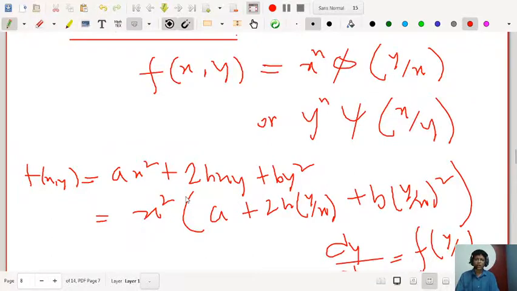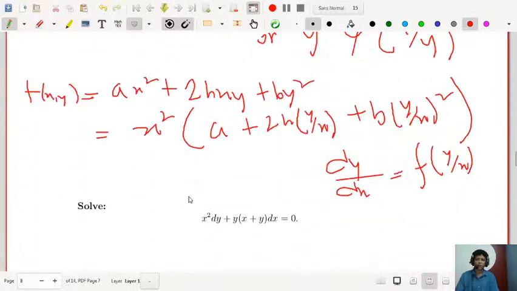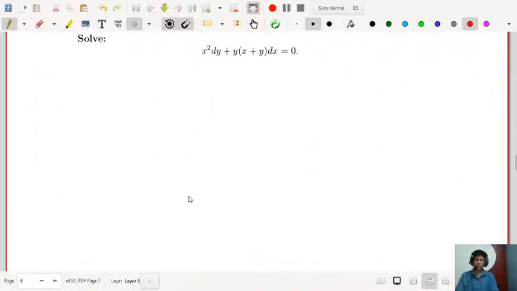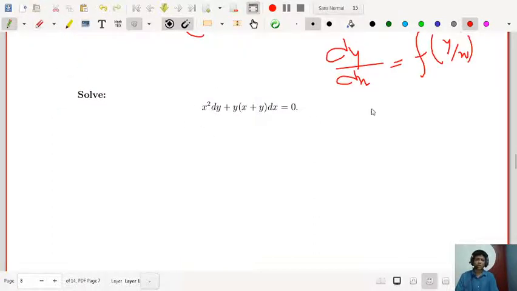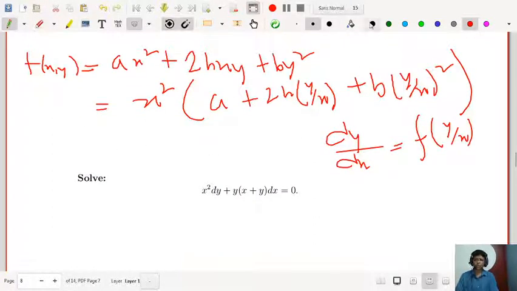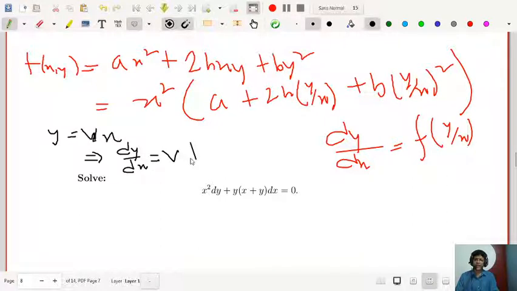Now how will you solve the homogeneous equation? A homogeneous equation can be solved by a simple substitution, y equal to vx. Let me show you here. y equal to vx is the substitution for solving a homogeneous differential equation. So in that case dy/dx equals v plus x dv/dx, right? So this is your dy/dx.